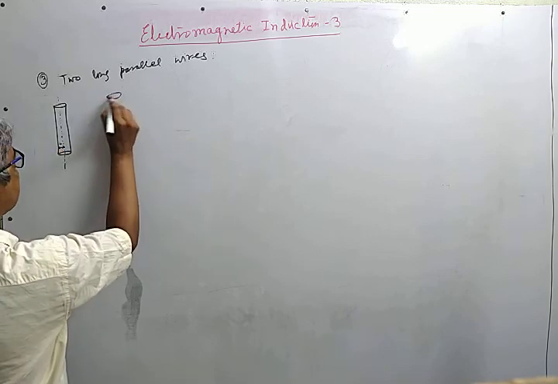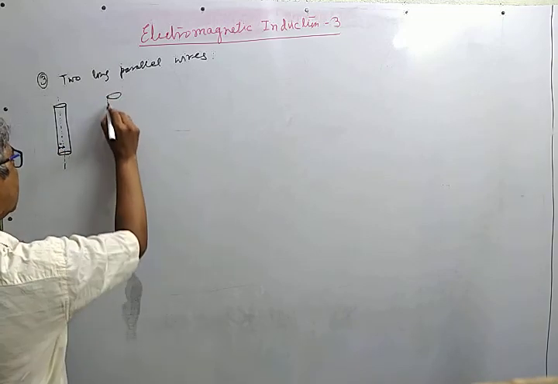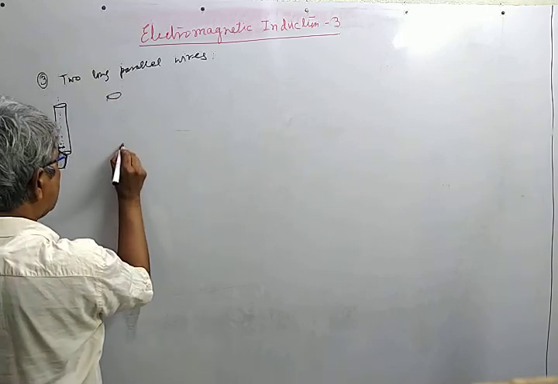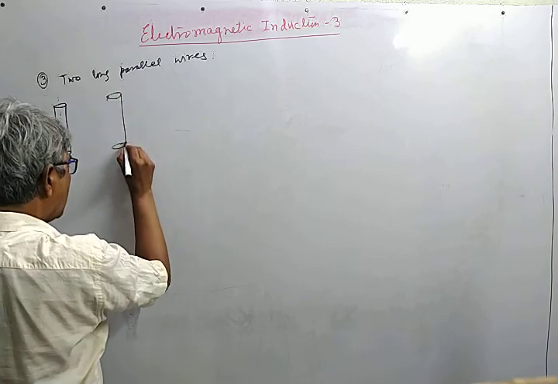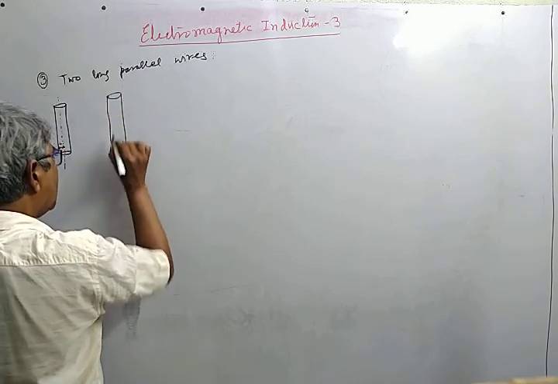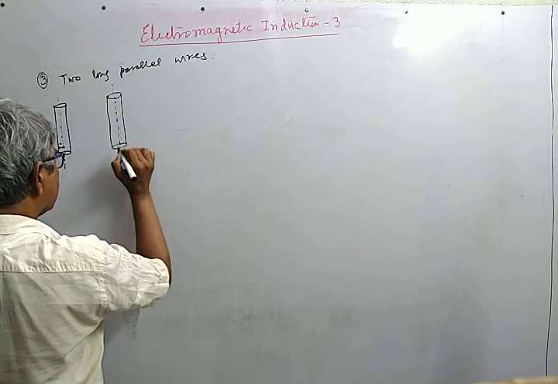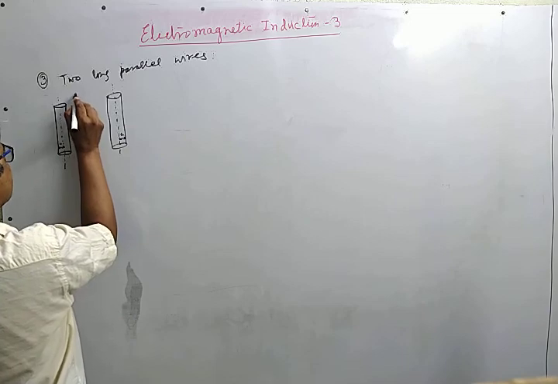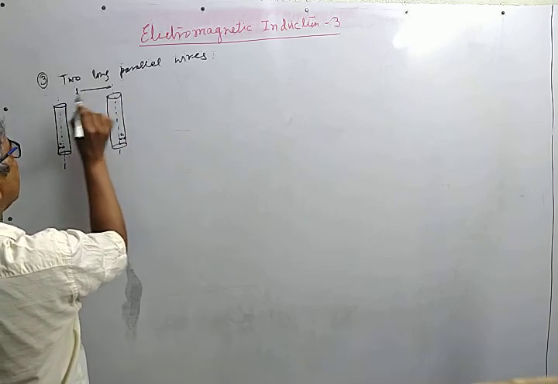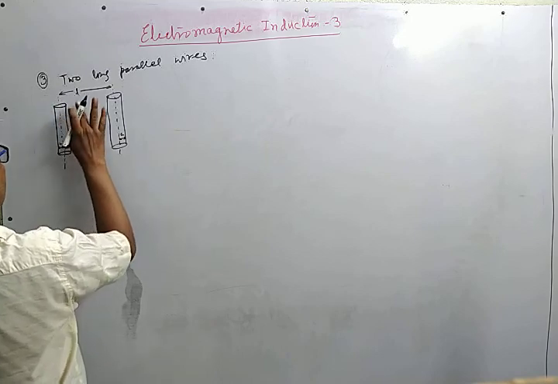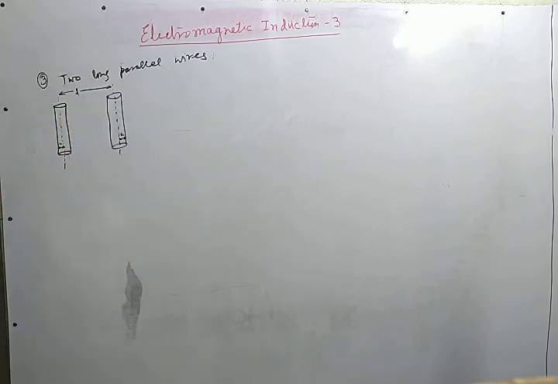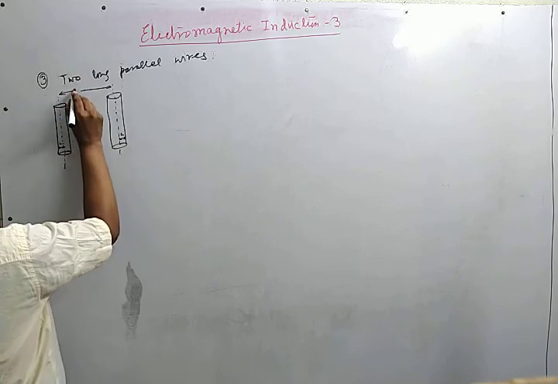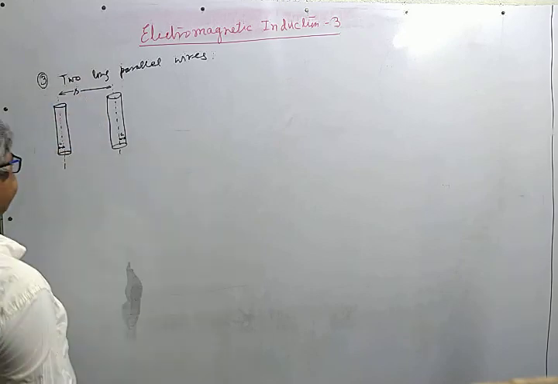There is another similar wire. This is the wire axis of the second wire. It is identical, and the axis to axis distance is L. Let me write something other than L. So this is the distance S.